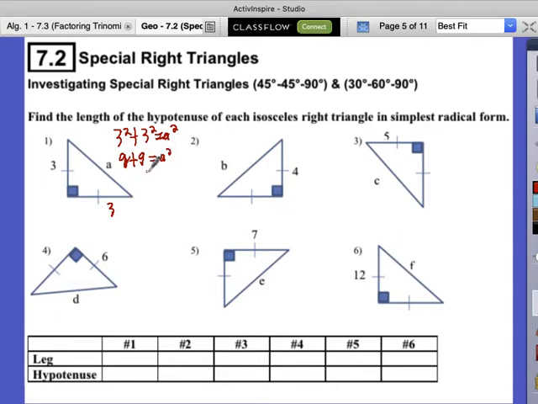So what's a squared equal to? 18. Can we simplify this after we square root? Yeah, you betcha. Square root of what times square root of what? Square root of 9 times the square root of 2 equals a. So what is the square root of 9? 3. So we have 3 square root of 2 is our a. Cool. I want you guys to go ahead and do 2, 3, 4, 5, and 6.